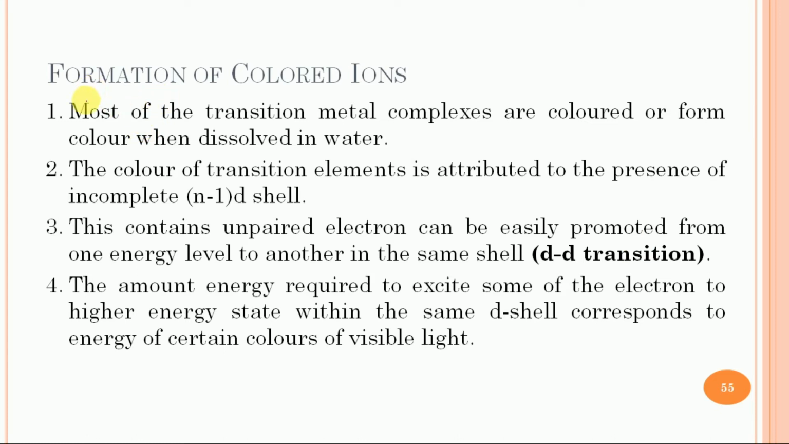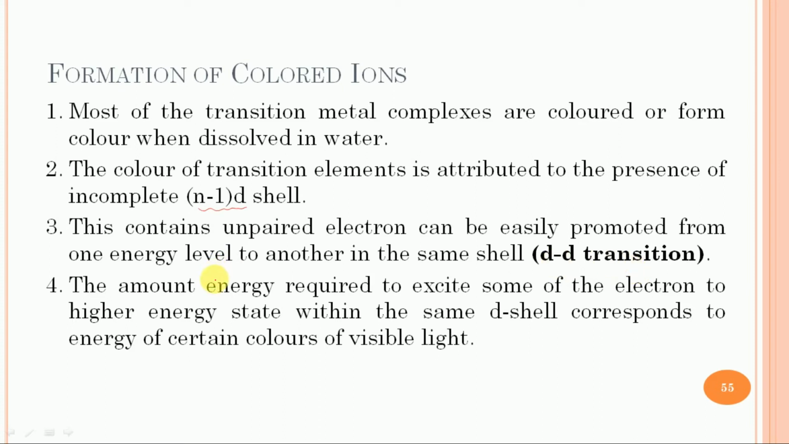Formation of the colored ions. Most of the transition metal complexes are colored or form colored solutions when dissolved in water. The color of transition elements is attributed to the presence of an incomplete (n-1)d shell. This shell contains unpaired electrons which can be easily promoted from one energy level to another in the same shell, and it is also called d-d transition.